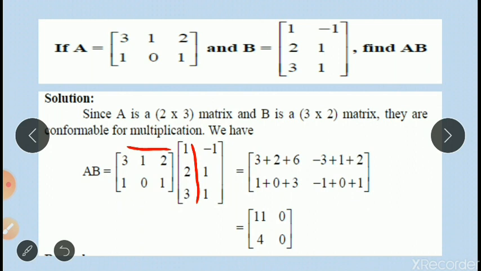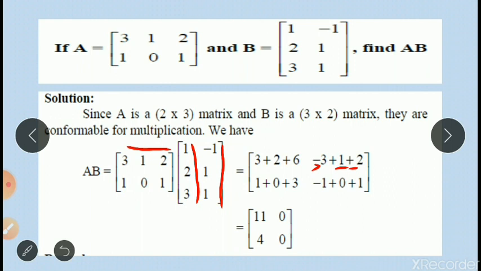3 into 1 plus 1 into 2 plus 2 into 3. That is 3 plus 2 plus 6. Next, first row with second column. 3 into minus 1 is minus 3. 1 into 1 is 1. 2 into 1 is 2. Minus 3 plus 1 plus 2.